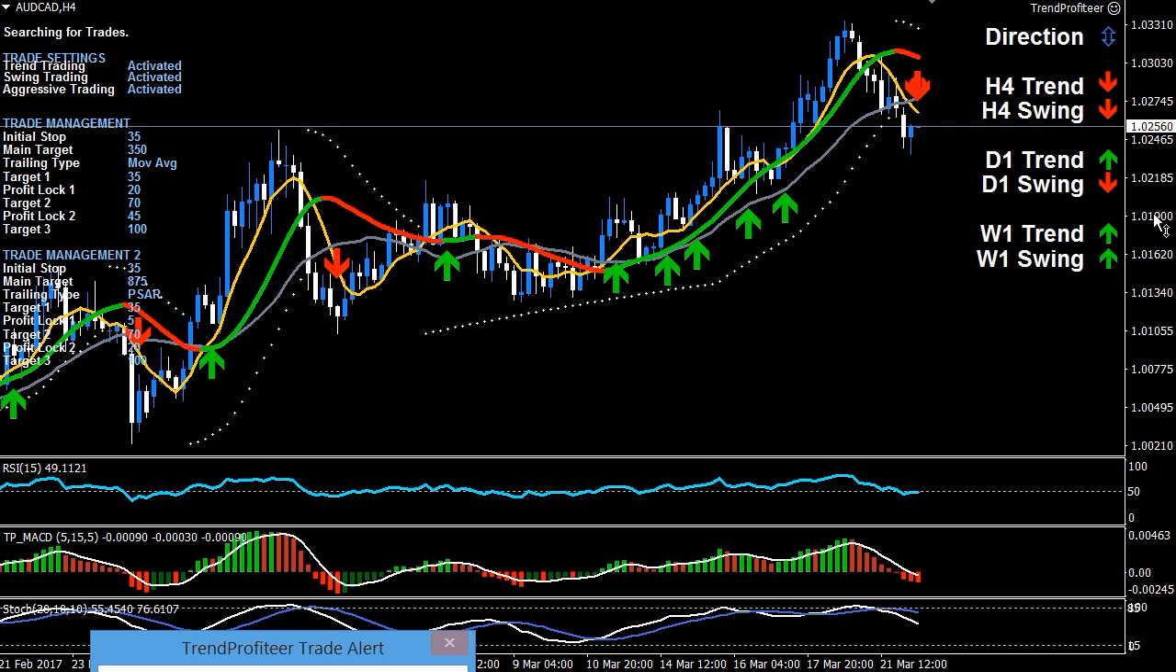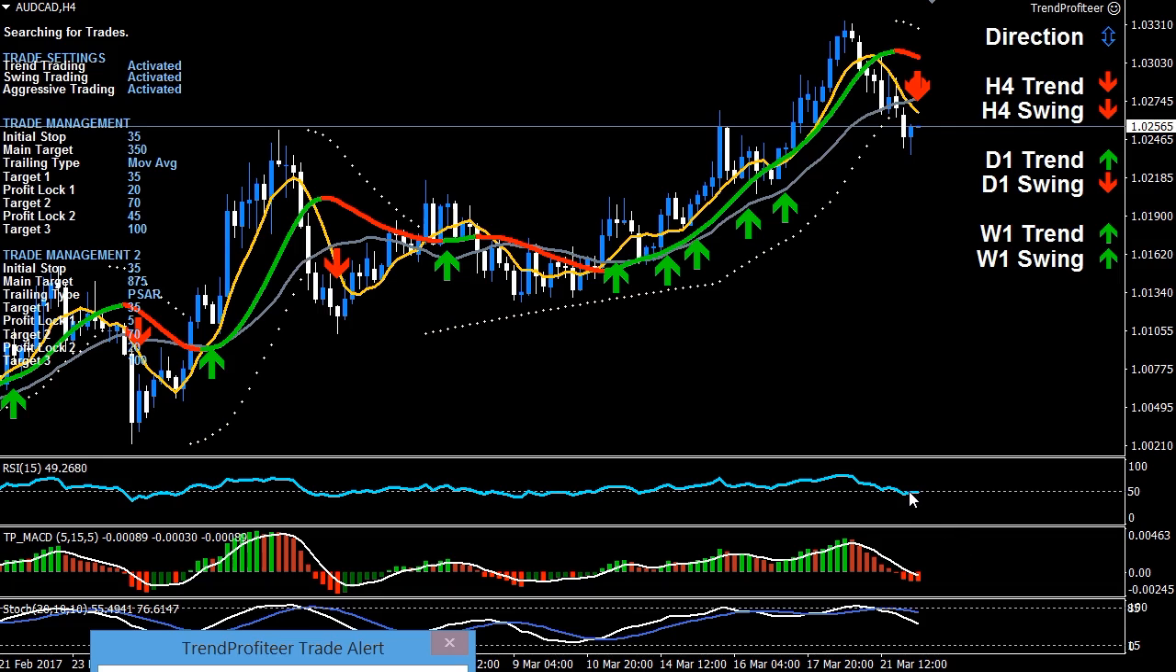The daily trend is up and the daily swing is down, and both the weekly trend and swing are up. So I've got 3 of my high time frames pointing up and 3 pointing down. Now I've got a nice little crossover here at a nice point that I'd like to sell. It's nice and high. The trend follower has just changed from green to red.